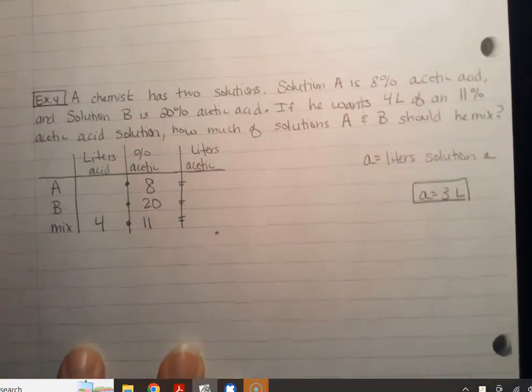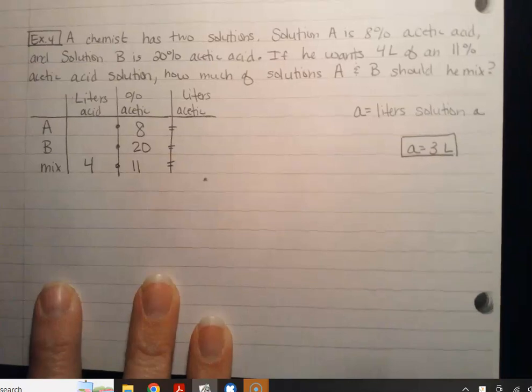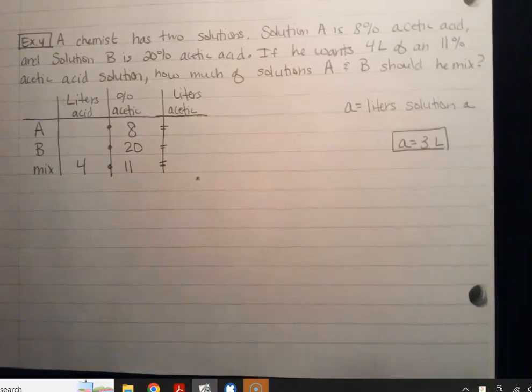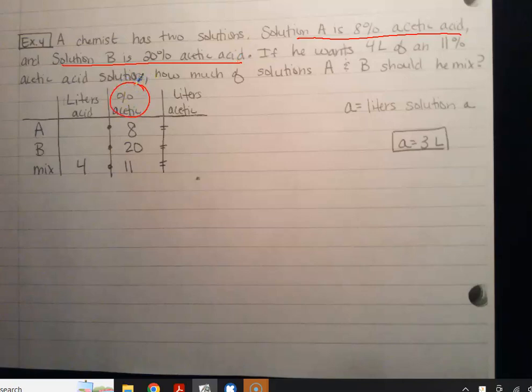A chemist has 2 solutions. Solution A is 8% acetic acid. Solution B is 20% acetic acid. So I have percent acetic as one of my columns. If he wants 4 liters of an 11% acetic acid solution, so here 4 liters, that's why I have the liters of acid as a label for one of my columns. How much of solutions A and B should he mix?